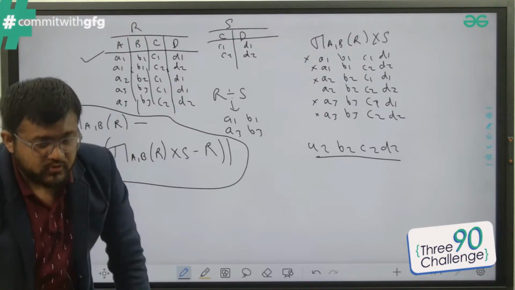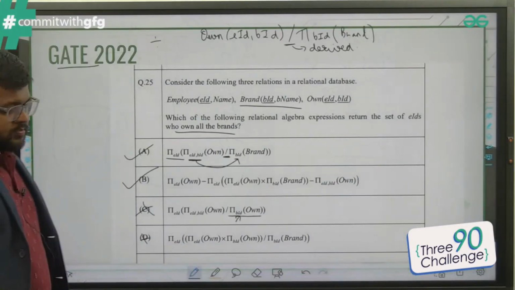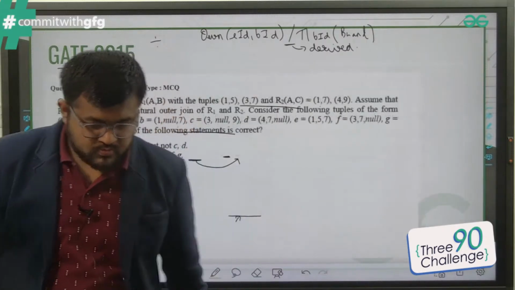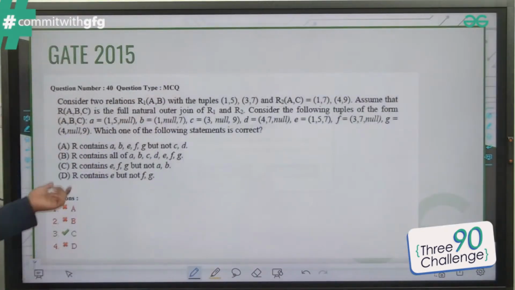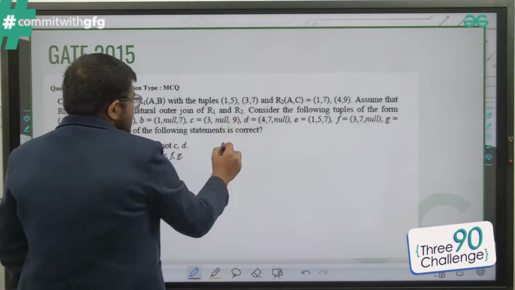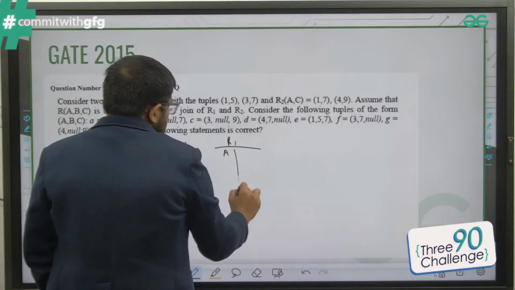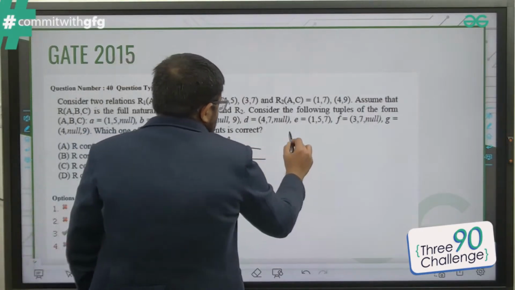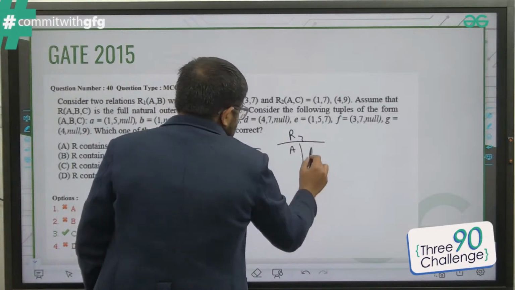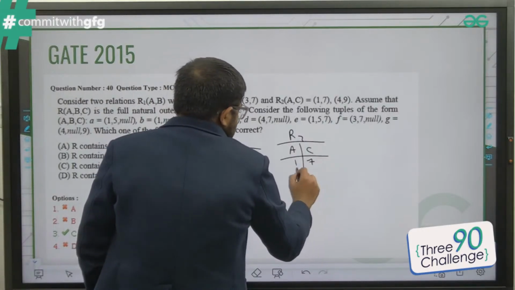Okay, great. Let's move on to the next question. Okay, here the answer is C. Here it is already given, but let's try to solve it. What does it say? Consider two relations R1 AB with tuples 1 5 and 3 7, and R2 AC with 1 7 and 4 9.